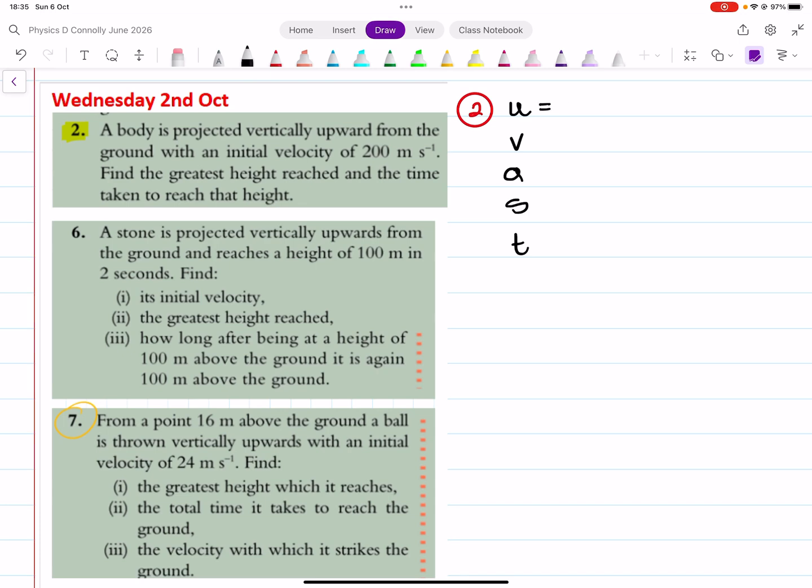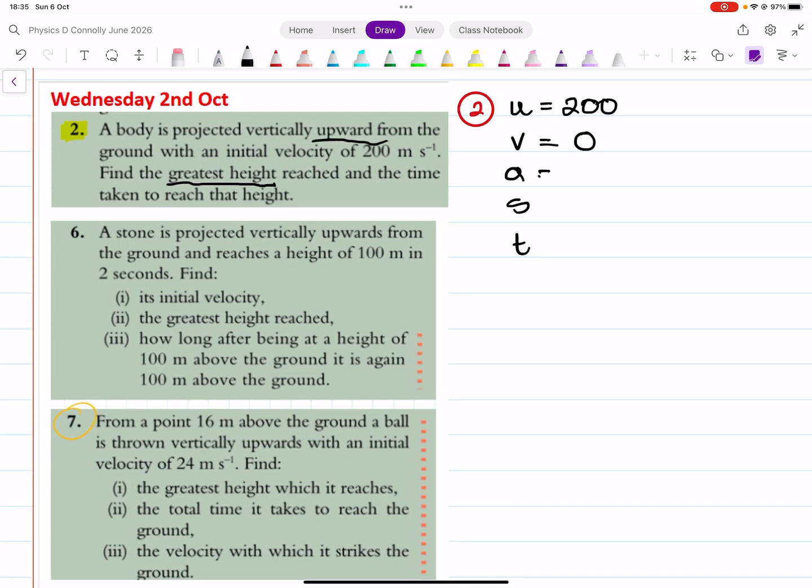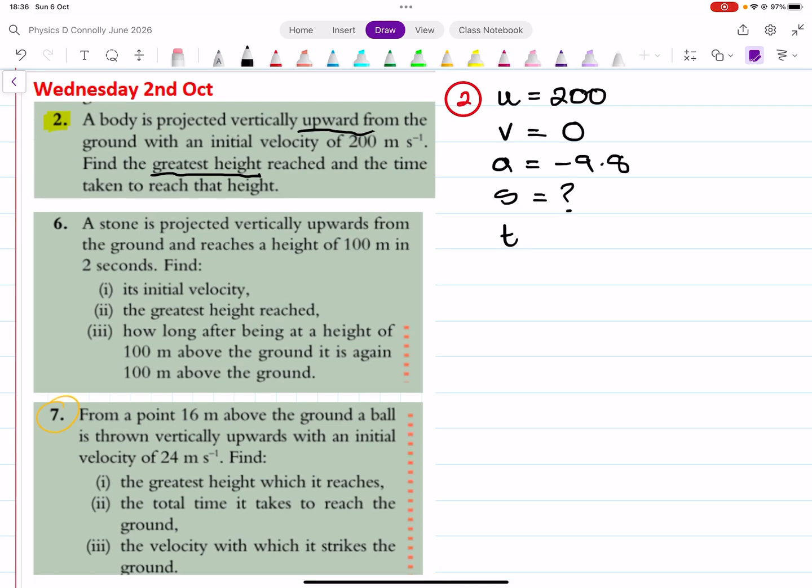Initial velocity is 200 meters per second. It has greatest height, and we know at the greatest height, the final velocity is 0. It's going upward, which means our acceleration is minus 9.8 meters per second squared. Find the greatest height, so we want to know this, and the time it takes, so we also want to know this.